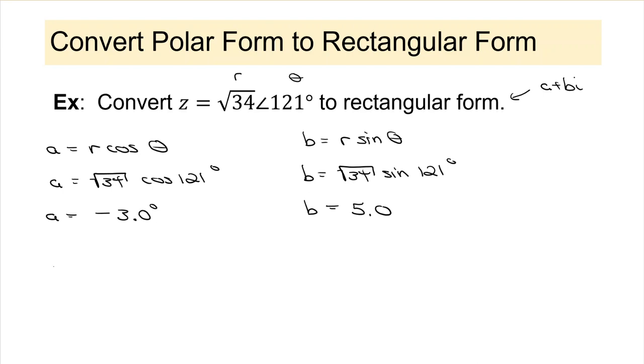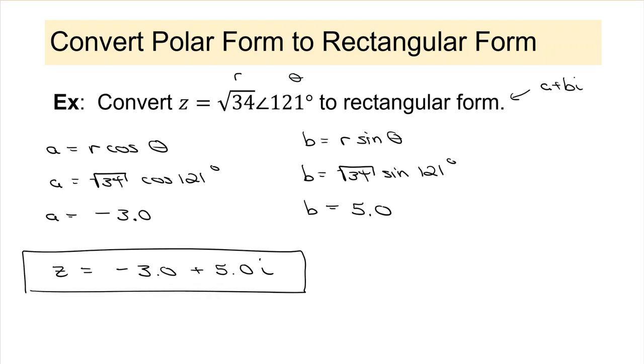So my complex number in rectangular form is my a, whoops, I shouldn't have had a degree mark there, is -3.0 plus 5.0i. And that's what we would have expected, because that's what we started out with when we created the trig form, which also had the r of square root 34 and the theta of 121 degrees. So all of these forms represent the same complex number.